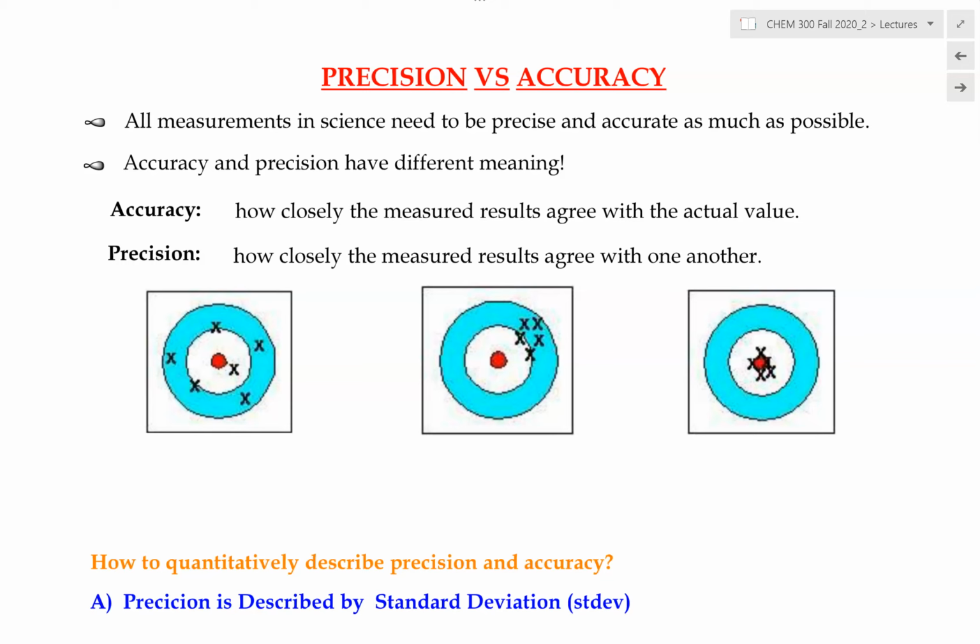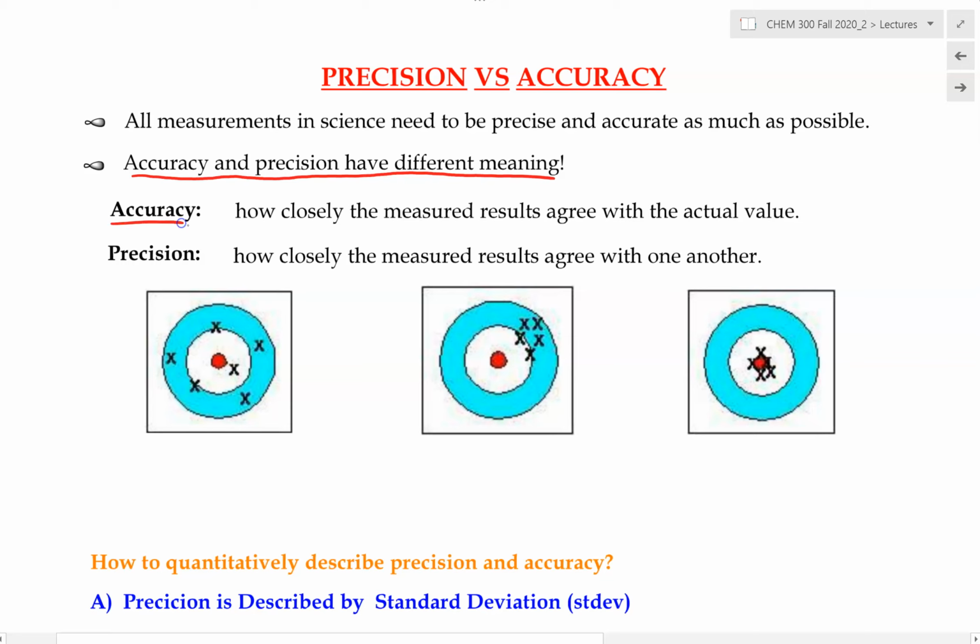Hi guys, in this lecture video, I'll be going over the differences between the two words precision and accuracy, and we'll go over how to quantitatively describe precision and accuracy as well. So first, accuracy and precision have very different meanings, and a lot of the time we actually mix them up when we use these two words in our daily conversation. So let's now define them to make sure that we are clear on their definitions.